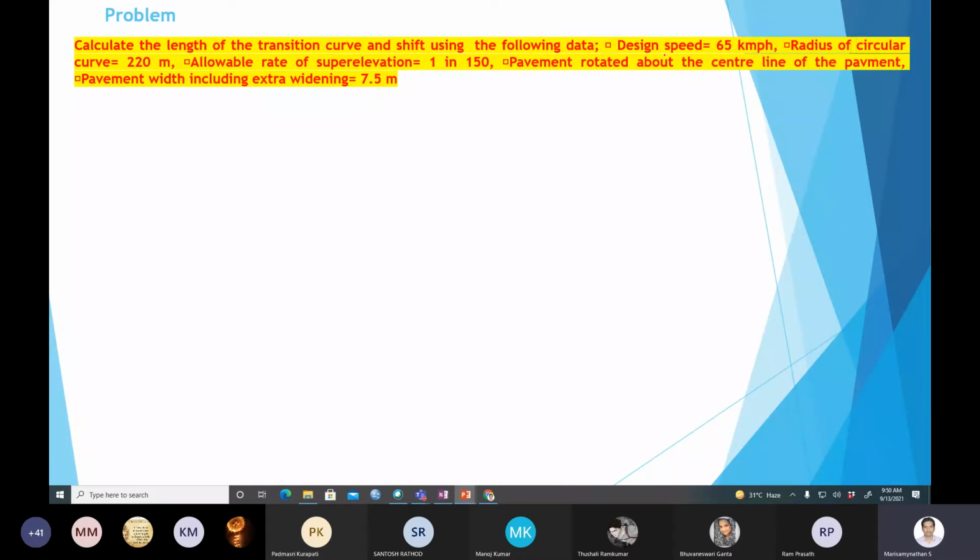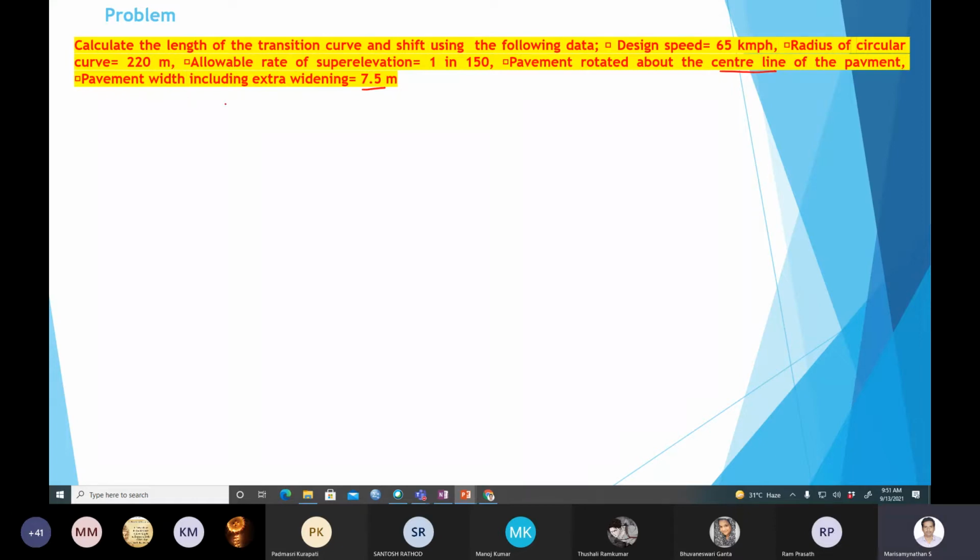One is the design speed of 65 kilometer per hour, the radius of the curve 220 meter, and the allowable rate of super elevation 1 in n, 1 in 150. Then they have given the guideline that the pavement is rotated about the center line of the pavement. There are two possibilities, the outer edge and the center line. Here it is rotated with respect to the center line, so according to that you have to choose the equations. Then the pavement width including the extra widening is 7.5 meter.